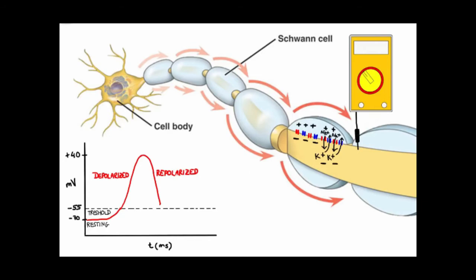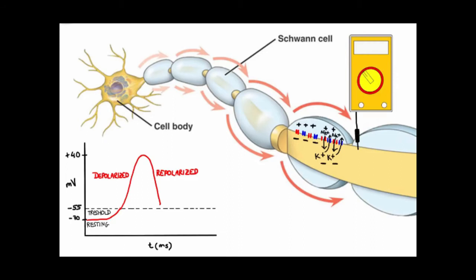This depolarization and repolarization of a neuron membrane is called an action potential. Action potential is just another name for a nerve impulse. After a nerve impulse, some voltage-gated potassium channels remain open, resulting in further movement of potassium out of the cell.